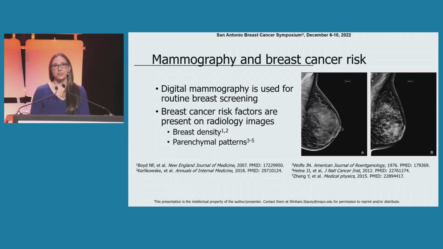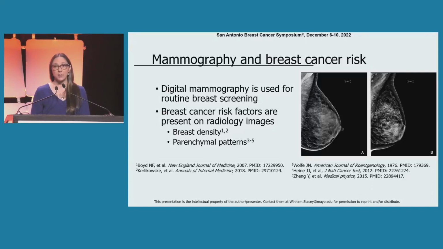Digital mammography is used for routine breast screening with the goal of detecting breast cancer, but breast cancer risk factors are also present on radiology images years before the cancer develops. One of these is breast density, the amount of fibroglandular tissue. Another is the parenchymal pattern, or the breast texture, which is illustrated in the images you see here.